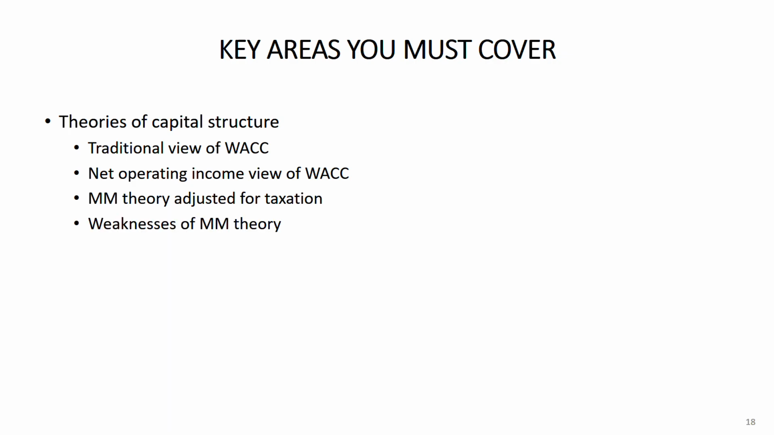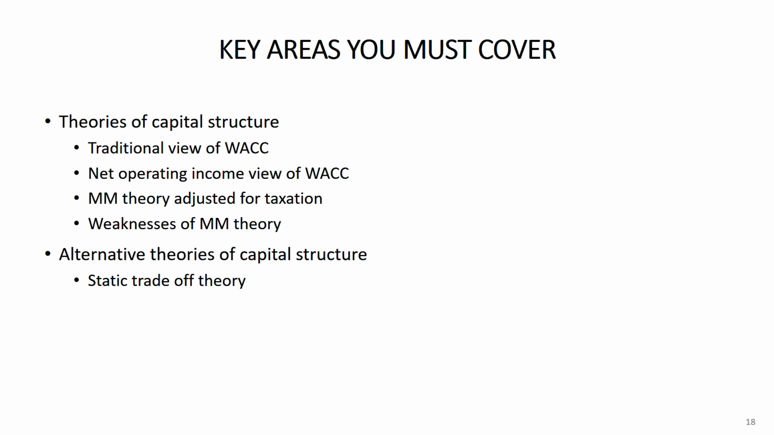Next, we have weaknesses of theory. What are the weaknesses? You need to take account of that also. Alternative theories of capital structure. Alternatives are static trade-off theory, where they talk about direct and indirect financial distress cost. Next, we have agency theory. Agency could be agency cost of debt and agency cost of equity. Both you need to talk about.